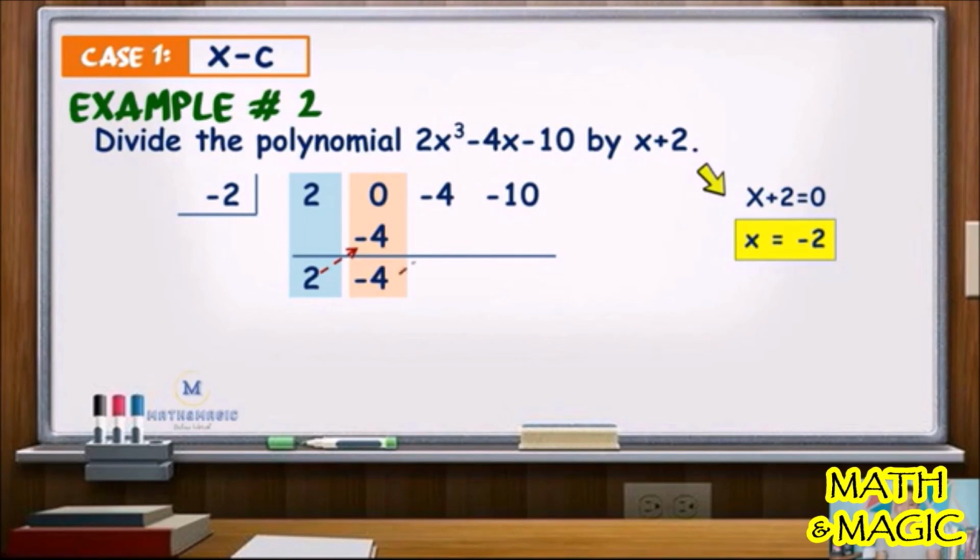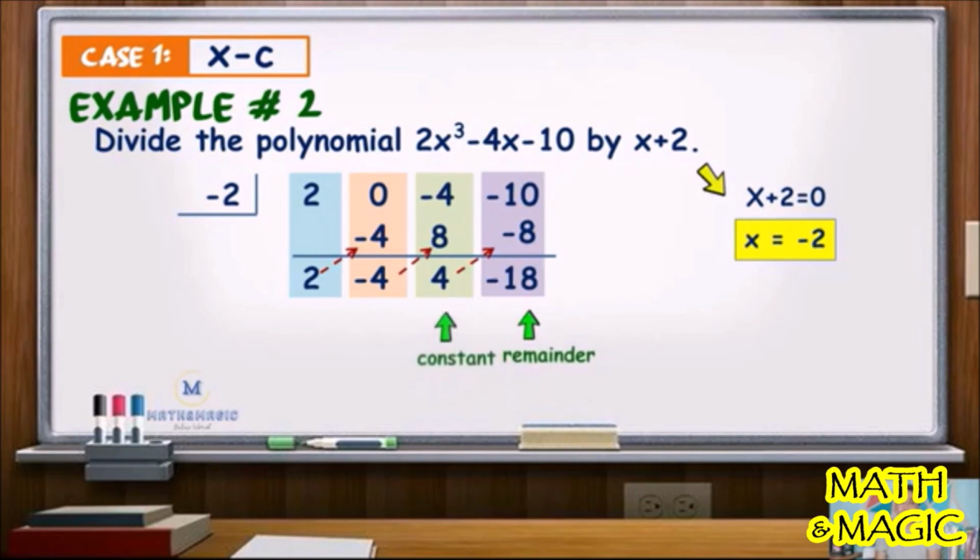The same again: multiply negative 4 by the number in the box, negative 2. Negative 4 times negative 2 is positive 8. Then add. Negative 4 plus 8 is positive 4. Next, 4 times negative 2 is negative 8. Then add. Negative 10 plus negative 8 equals negative 18. So, our negative 18 is the remainder.